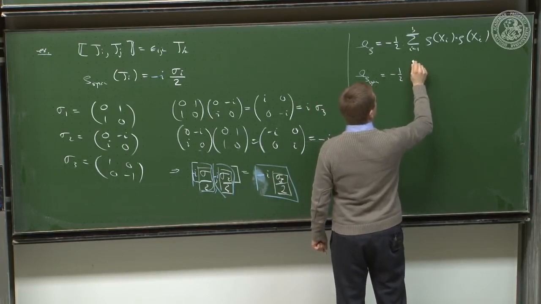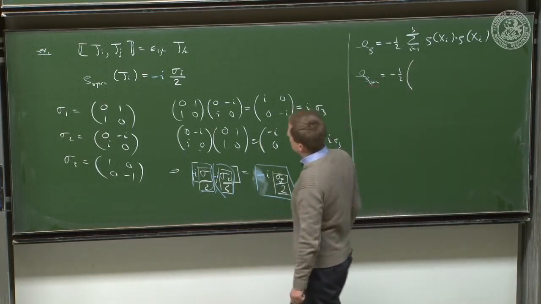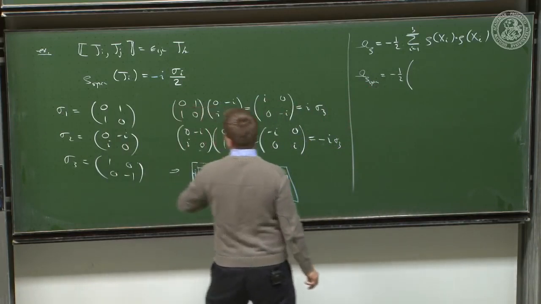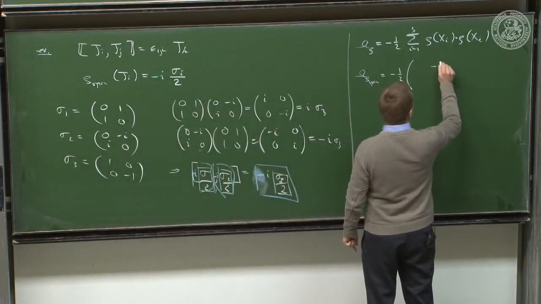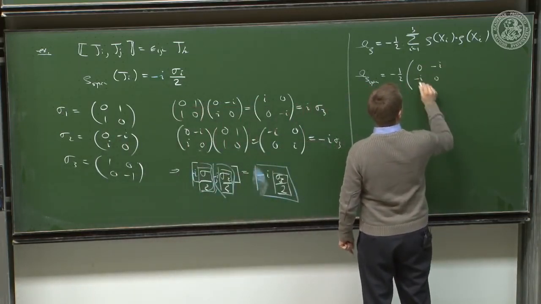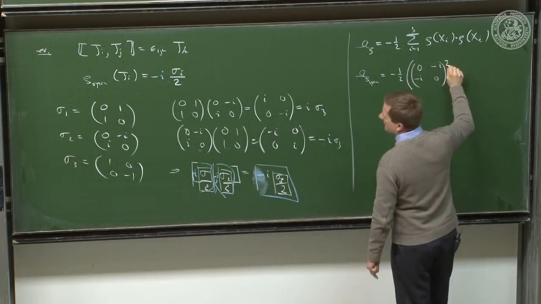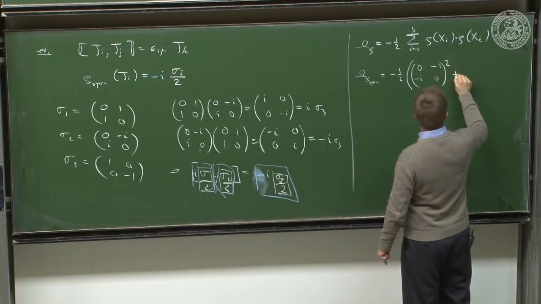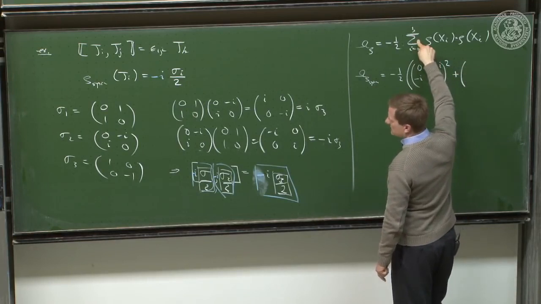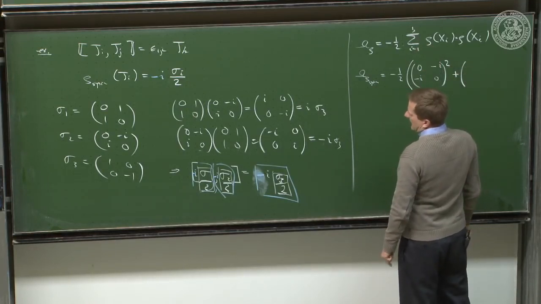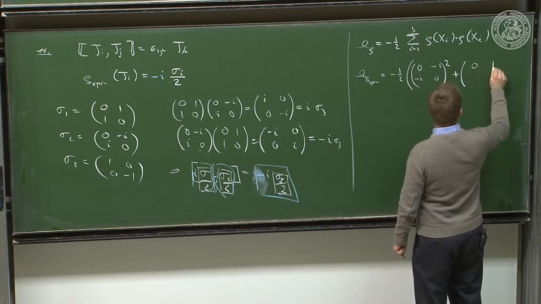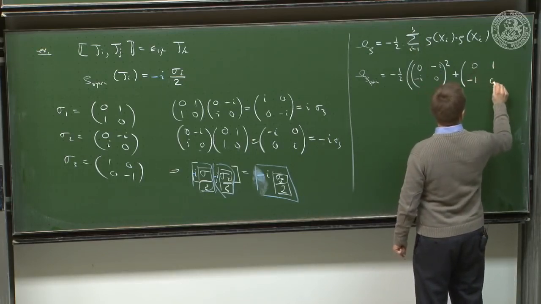So this sum, what is the sum? Well, we have to take the representing matrices. So we have this one times minus i, we have minus i, 0, 0 squared. That's right, no? And we have plus, it's this plus from this sum, we have 0, 1, minus 1, 0.